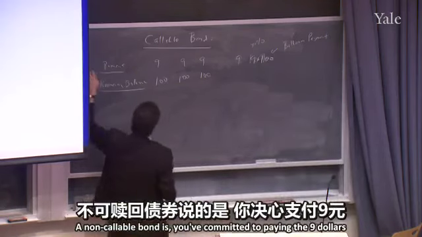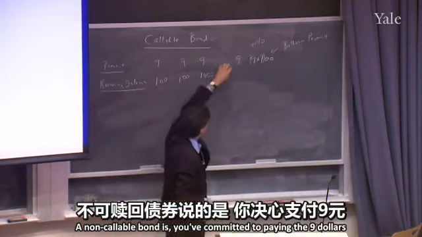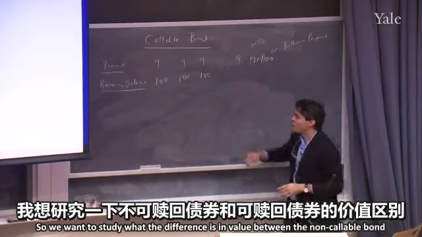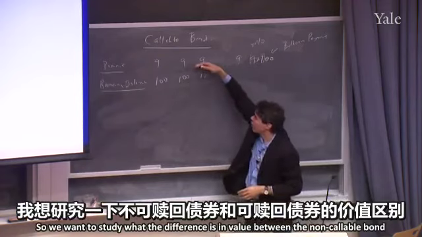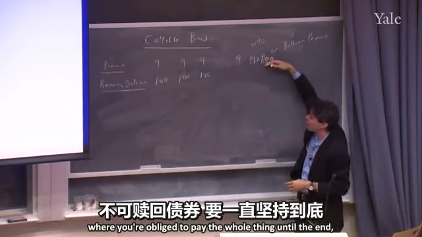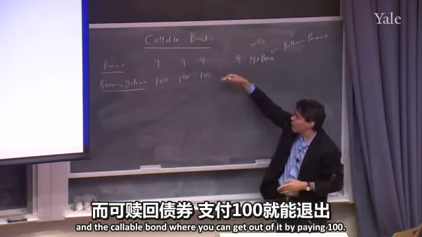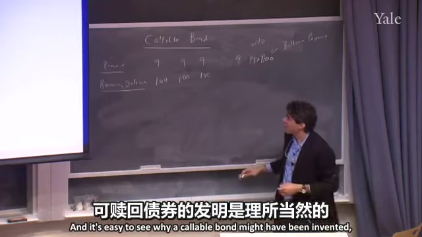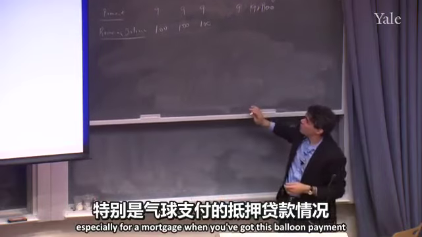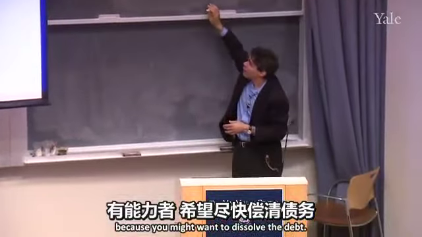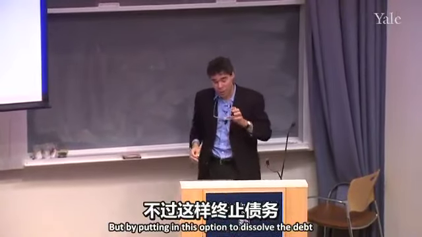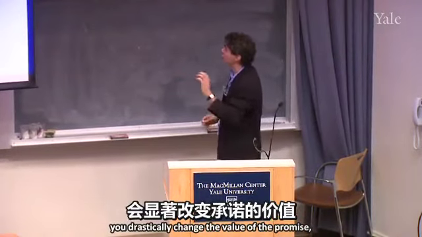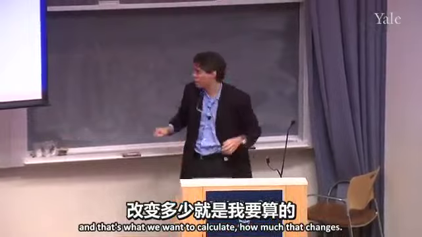All right, so a non-callable bond is where you've committed to paying the $9 and the 109 at the end, and you have no option to get out of it. So we want to study what the difference is in value between the non-callable bond, where you're obliged to pay the whole thing till the end, and the callable bond, where you can get out of it by paying 100. And it's easy to see why a callable bond might have been invented, especially for a mortgage with this balloon payment, because you might want to dissolve the debt. But by putting in this option to dissolve the debt, you drastically change the value of the promise. And that's what we want to calculate, how much that changes.